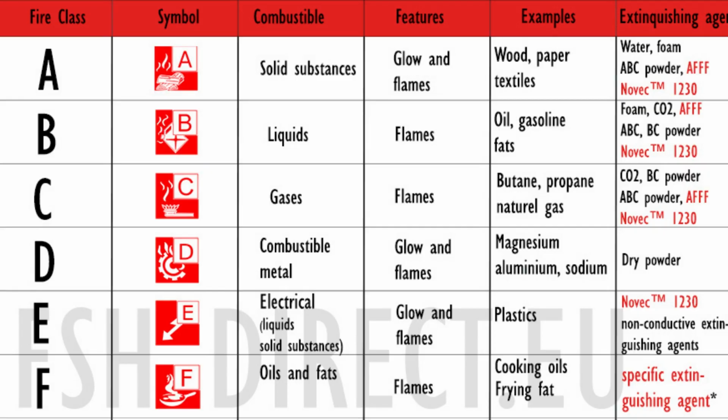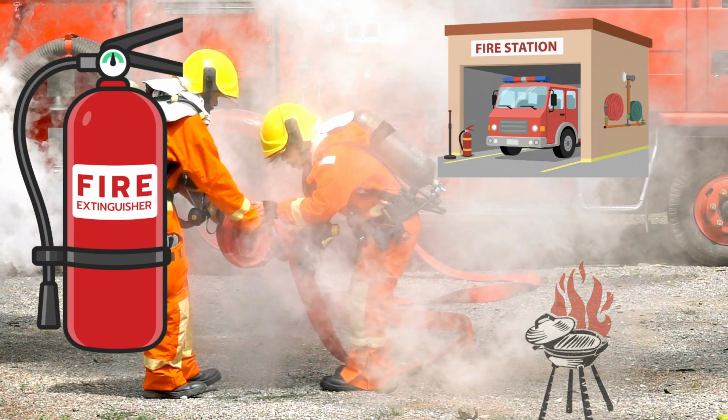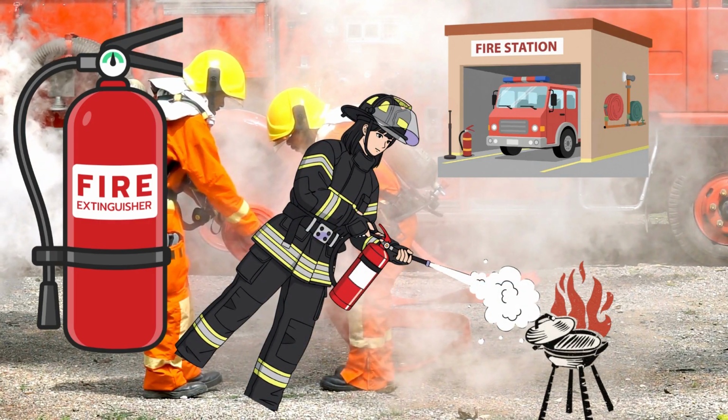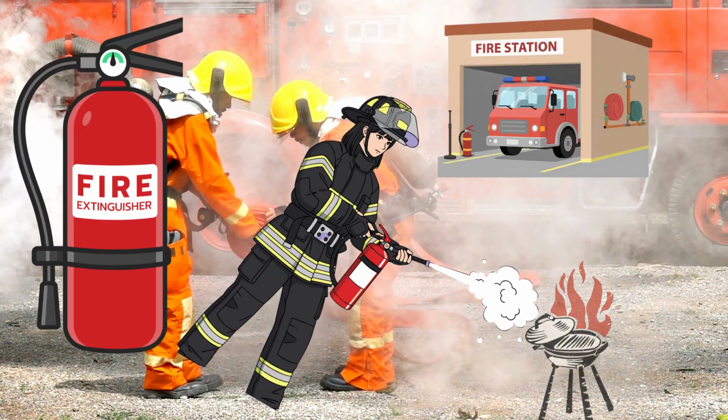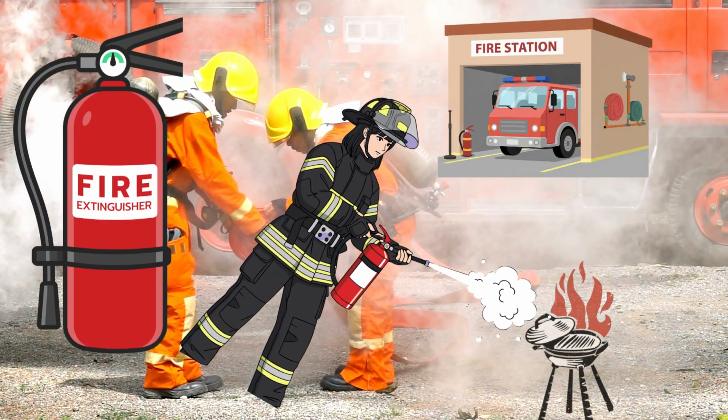Finally, Class F fires, sometimes called Class K in the US, are found in the kitchen. They involve cooking oils and fats like those in deep fat fryers. You must use a wet chemical extinguisher. Never, ever use water, as the rapid steam expansion will cause a dangerous eruption. Quick tip: don't worry about memorizing the letters. Every certified extinguisher has pictograms right on the label showing you exactly what type of fire it's designed to fight.